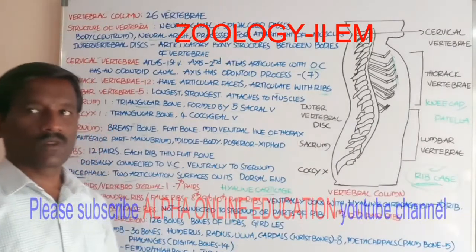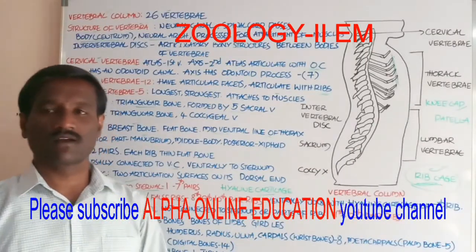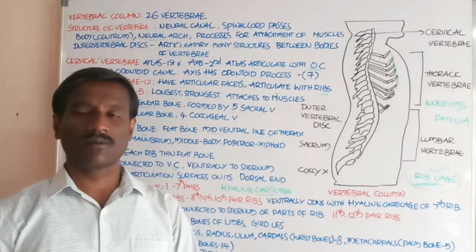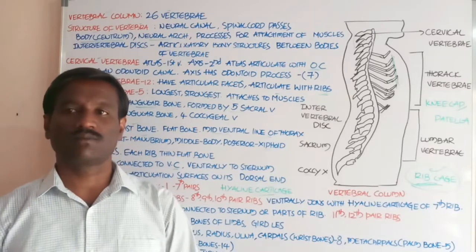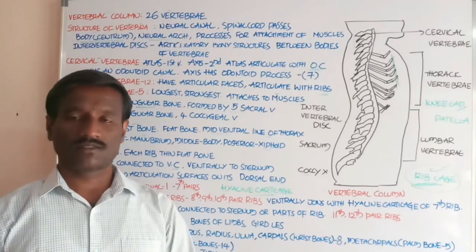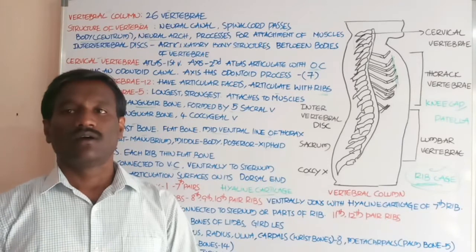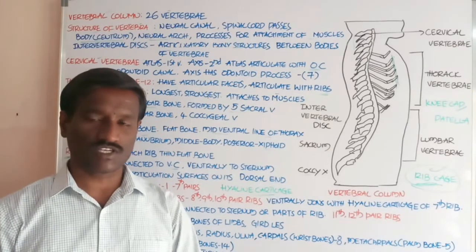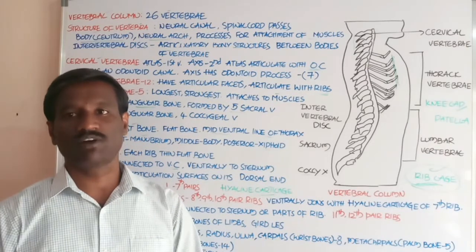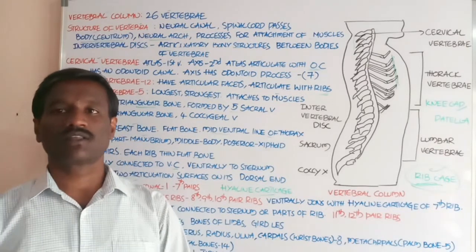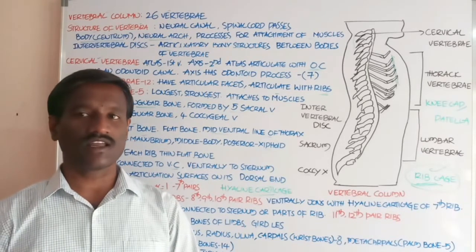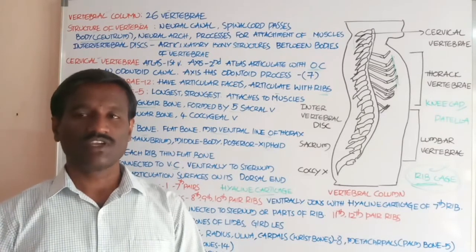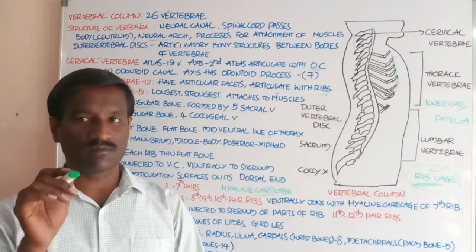Okay, student. Let us discuss the vertebral column. The vertebral column is also called the backbone. It is one of the main features present in the chordates. The vertebral column is arranged in a mid-dorsal position in the body of human beings. It consists of 26 serially arranged bony units. Each unit is called a vertebra.